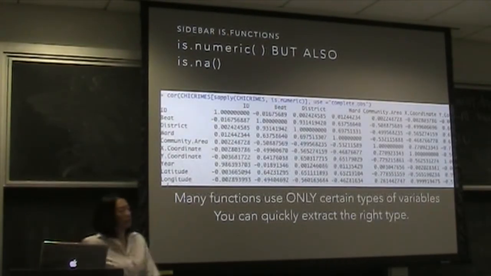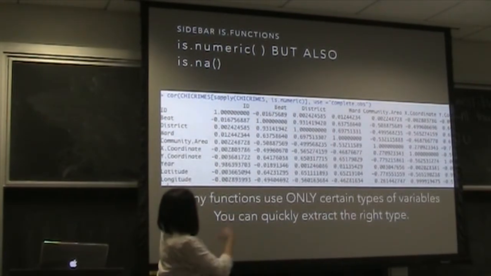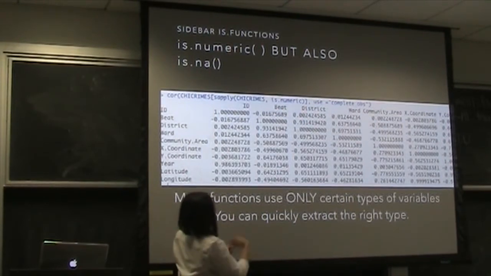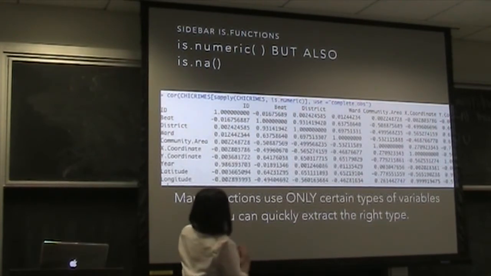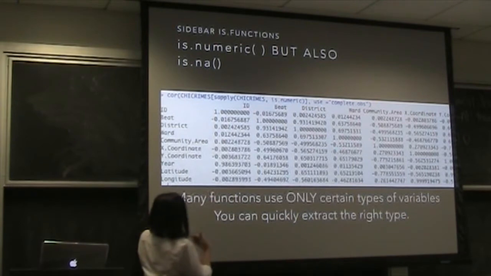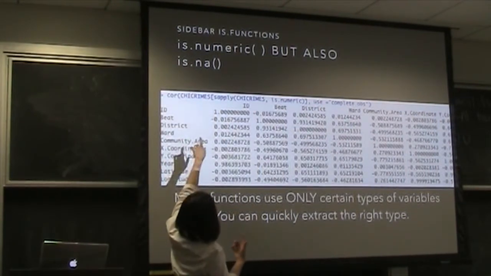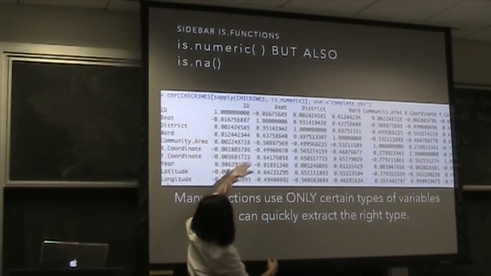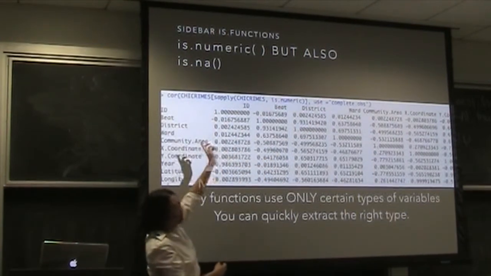You could read this from the inside out, but what's going on is I'm doing a simple apply. I'm going to loop through the vectors in Chicago crimes, and for each one, I'm going to ask, is it numeric or not? Basically, it's going to save those numeric ones. So I've got the data frame, and I'm extracting only the numeric vectors. Okay? And then this is nested with a correlation.